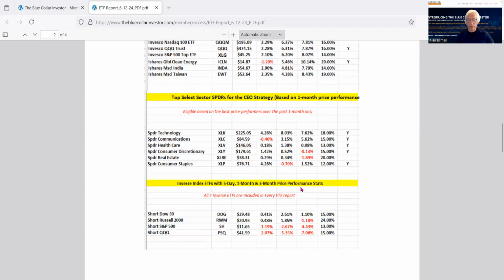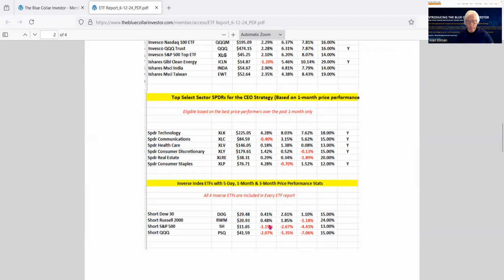in both timeframes. In the middle section, we list the best performing select sector spiders, and this is for our CEO strategy, which is a streamlined approach to covered call writing. I'll cover that in the last of these onboarding videos where I get into the best packages. We'll talk about the CEO strategy and package that's available. So once again, these are the best performing select sector spiders only based on 1-month price performance.